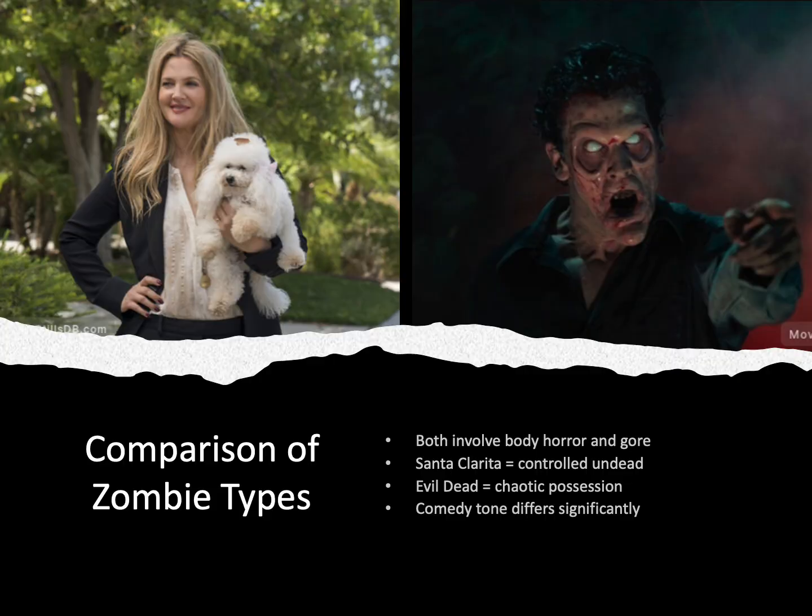When comparing the two with respect to zombie portrayal, both clearly use body horror and gore, which connects them to the splatterstick genre. However, Sheila represents a controlled form of undeath, while the Deadites represent complete and utter chaos and possession. This difference changes how the audience reacts. In Santa Clarita Diet, Sheila looks just like one of us, so the audience is able to sympathize with her. In Evil Dead 2, the horror comes from not knowing what will happen next. So even though both are funny and violent, they create very different emotional experiences.